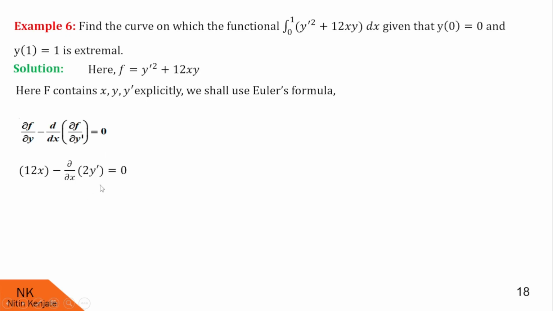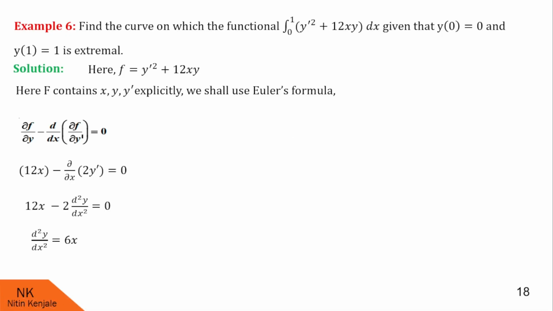Now let us simplify this. This y dash can be written as dy by dx. So ∂/∂x of 2 times dy by dx now becomes 2 times d2y by dx square. Further simplification gives us d2y by dx square is equal to 12x upon 2, that is 6x. Now let us solve this second order differential equation.